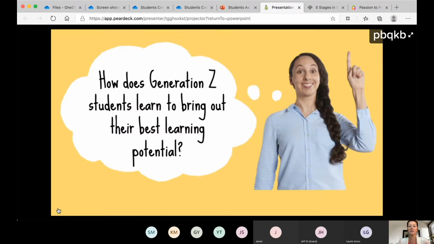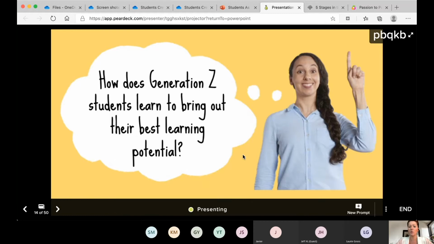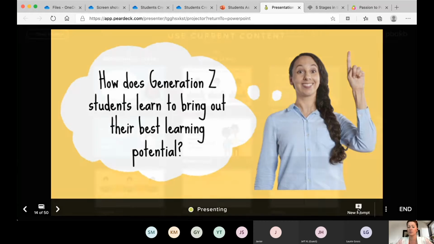So in that last tidbit of information, I would just like to know, how do Generation Z students learn to bring out their best learning potential? So how do you think now, learning about the new Generation Z that I just gave you information on, how do you think they learn to bring out their best learning potential? Or what have you seen from your own students?